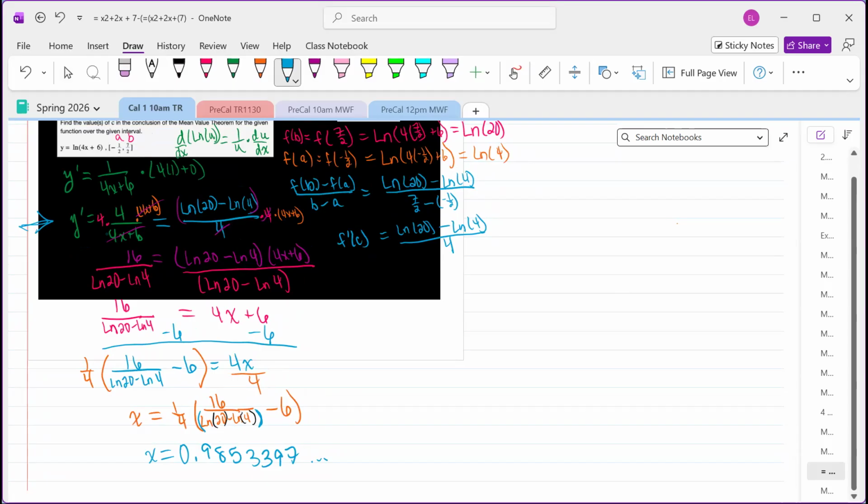No. We were multiplying both sides of the equation by 4x plus 6. So on the left side, it canceled the 4x plus 6 on the bottom. On the right side, it's just 4x plus 6 over 1. So that's why it's here. I've got that natural log of 20 minus natural log of 4 that was still on top, and then it's times the 4x plus 6 just next to it in parentheses.